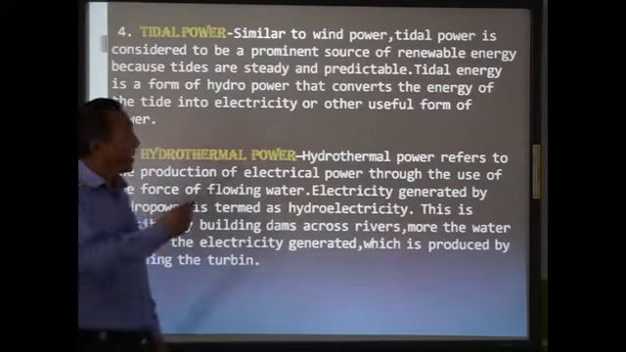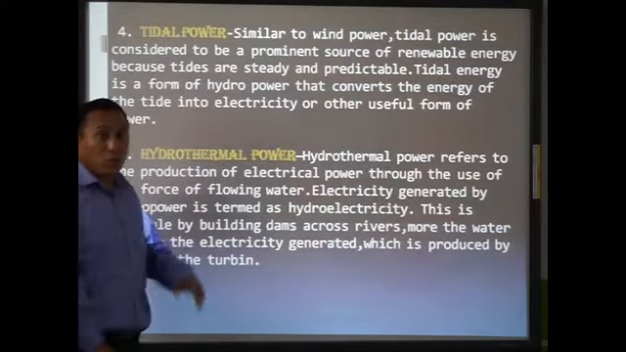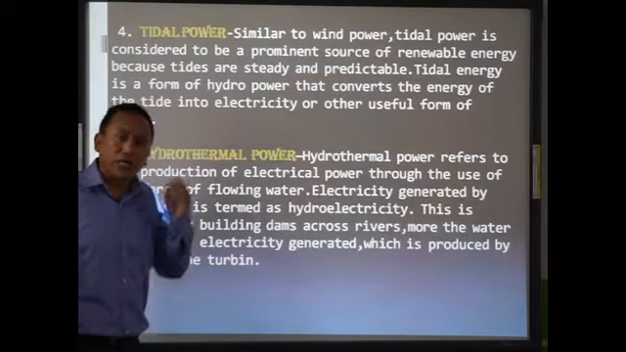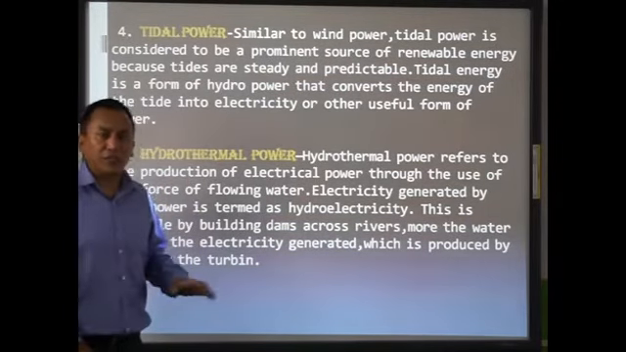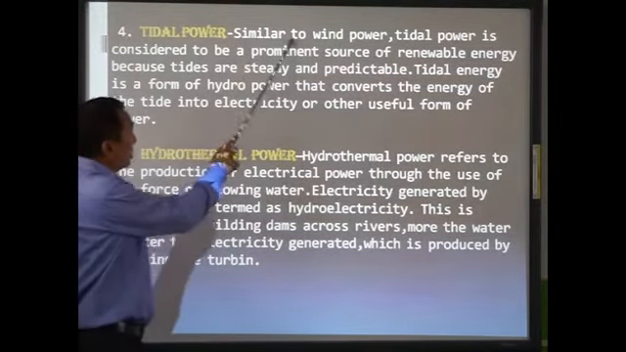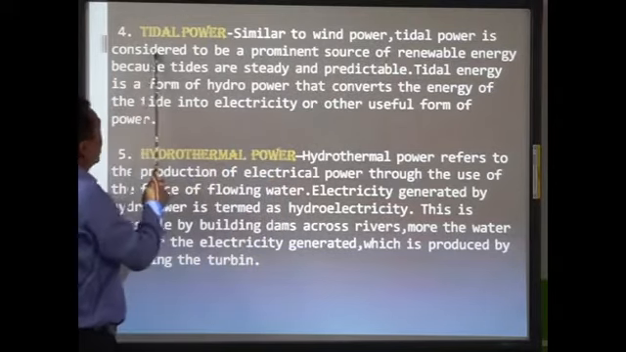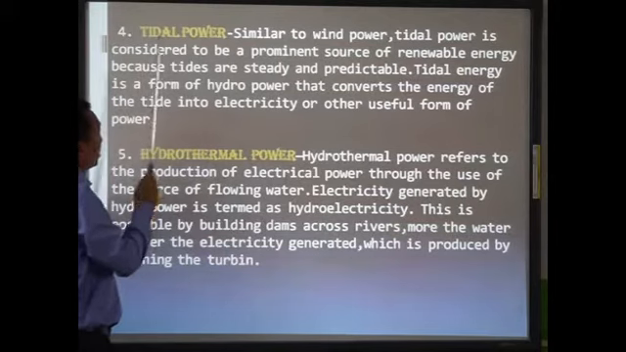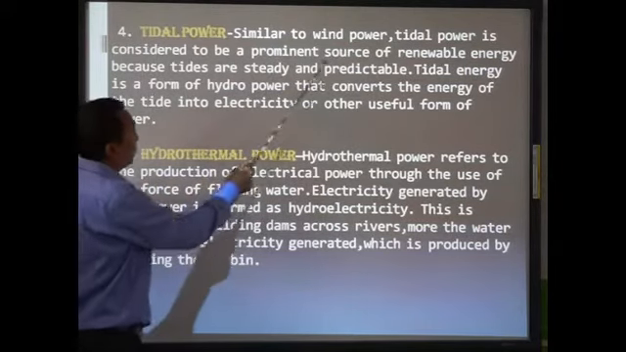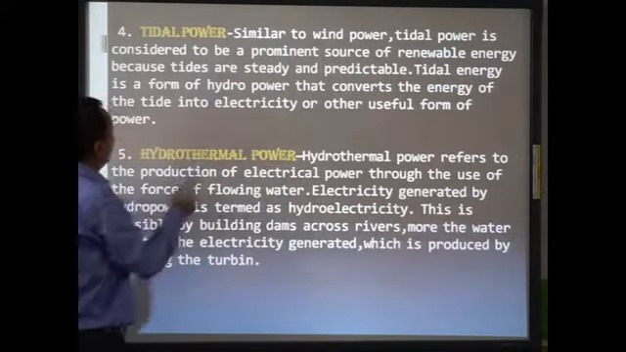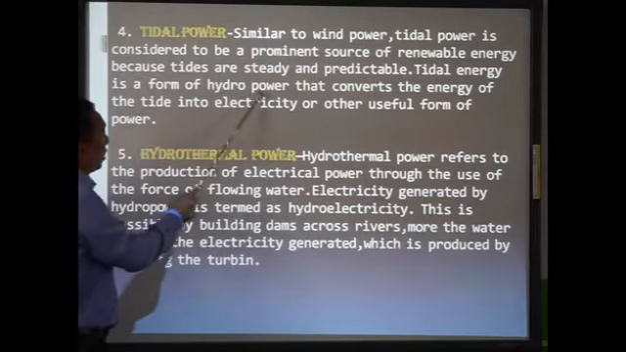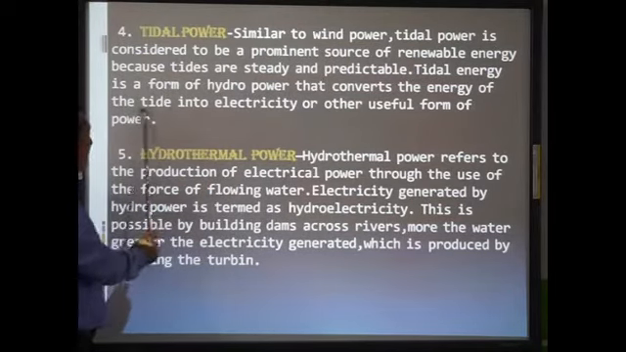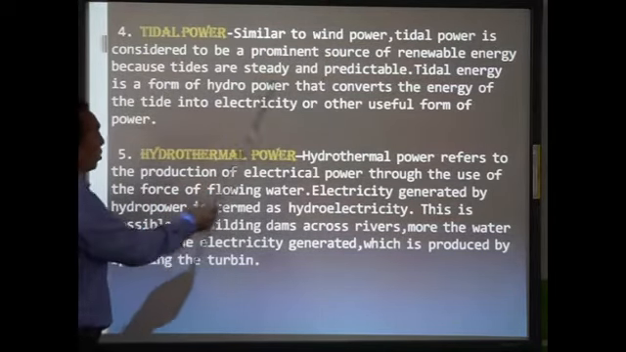Now let's see the next one, that is tidal power. Tidal power is also a renewable source of energy which we can use again and again. It doesn't finish. Similar to wind power, tidal power is considered to be a very prominent source of renewable energy because tides are steady and predictable. Tidal energy is a form of hydropower that converts the energy of the tides into electricity or other useful forms of power.